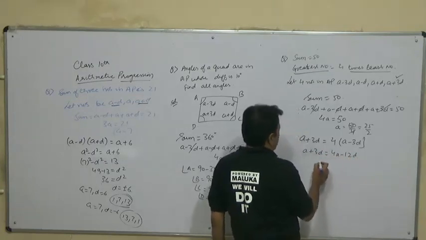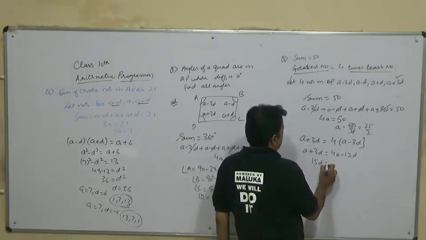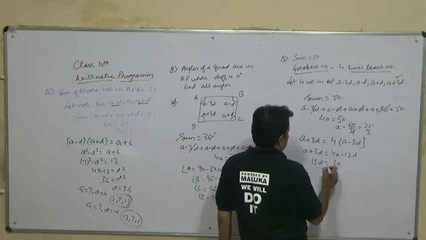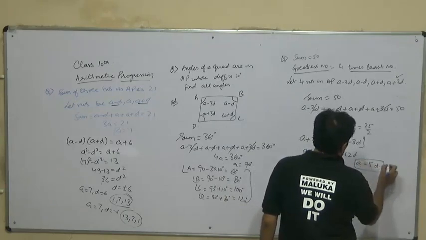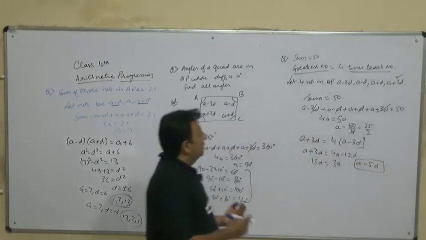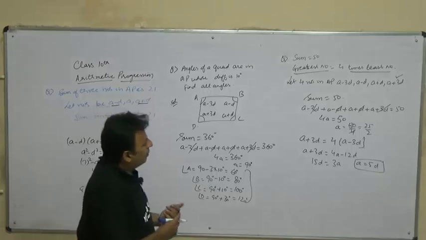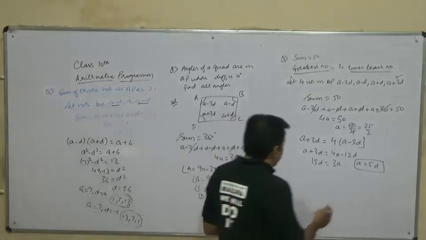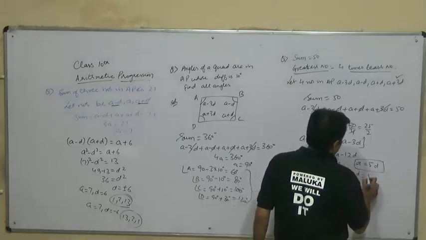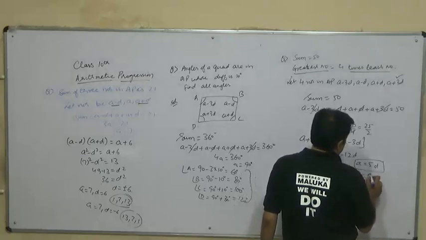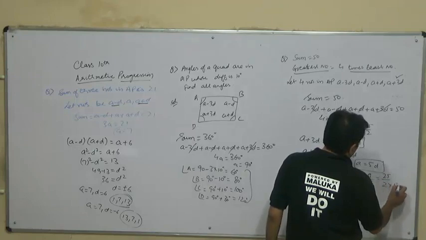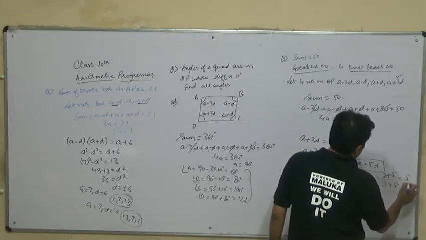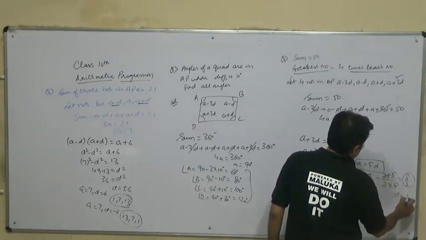So this will be 15d here, and this will be 3a, and a is equal to 5d. The value of a is equal to 5d. Okay. Now d will be equal to a by 5, which is 25 by 2 into 5. So this will be equal to 5 by 2. Value of d is 5 by 2.